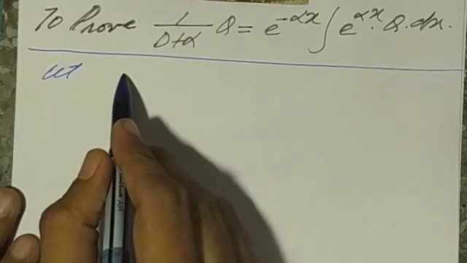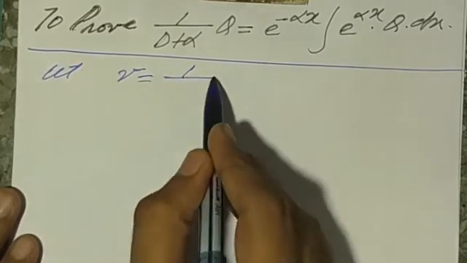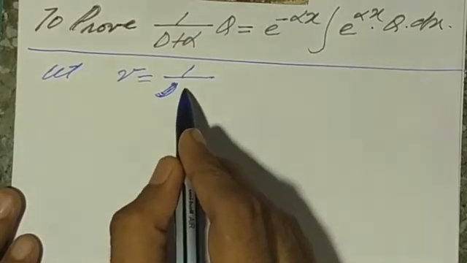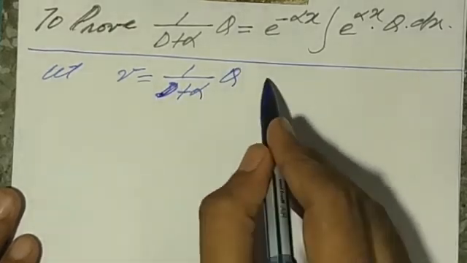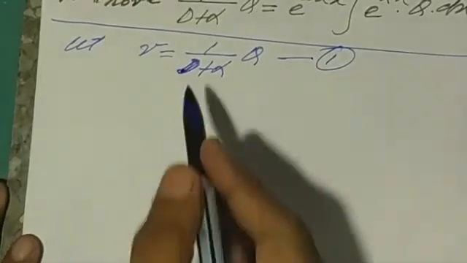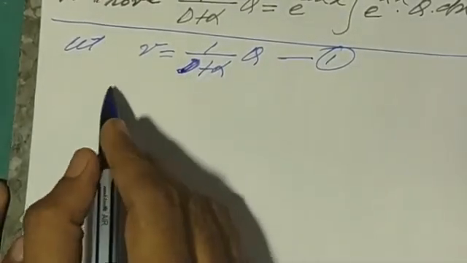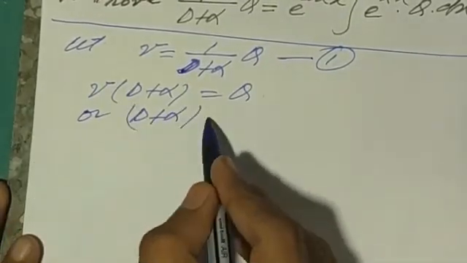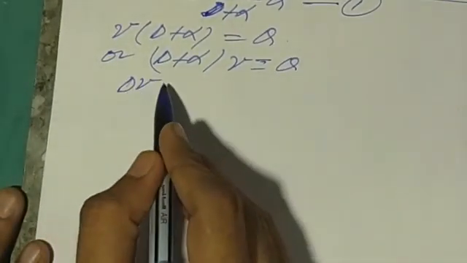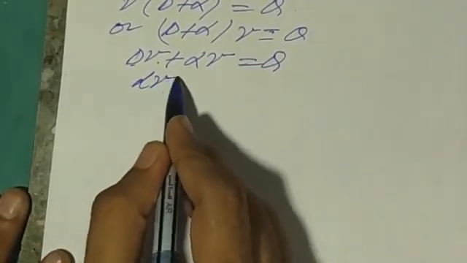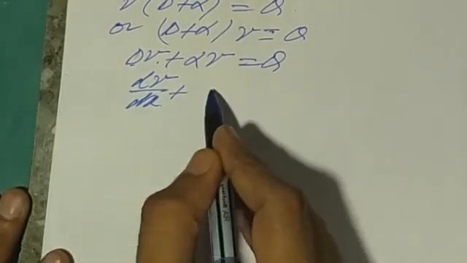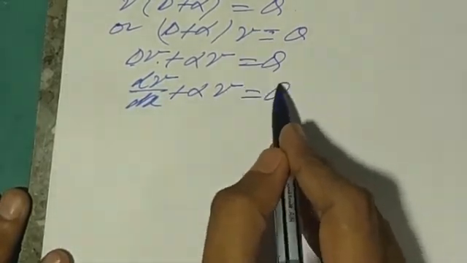So we need to assume V is equal to 1 upon D plus alpha Q. Let it be equation number 1. Transposing D plus alpha to left hand side, we get D plus alpha V is equal to Q. Opening the bracket, we get DV plus alpha V is equal to Q, and obviously DV may also be written as dV upon dx plus alpha V is equal to Q.